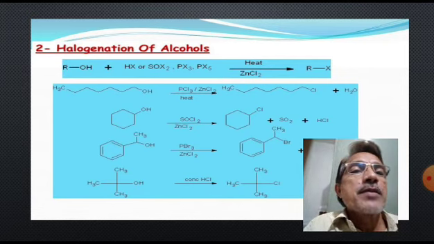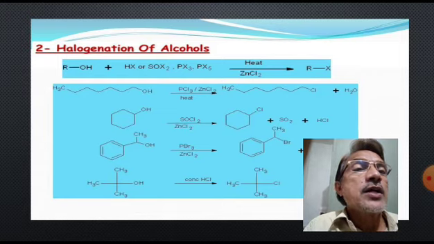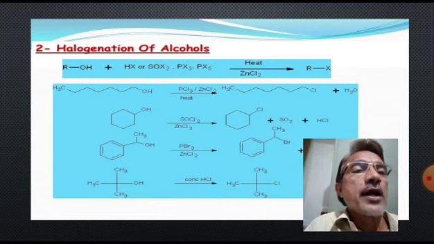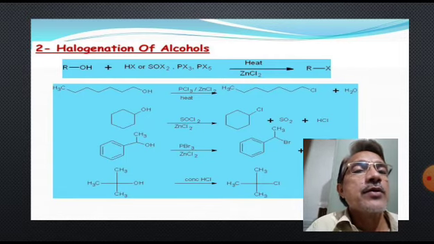In the second example, cyclohexanol is taken. When cyclohexanol is treated with SOCl2, that is thionyl chloride, in the presence of zinc chloride, it gives chlorocyclohexane. SO2 and HCl are obtained as byproducts. SOCl2 is a good chlorinating agent.